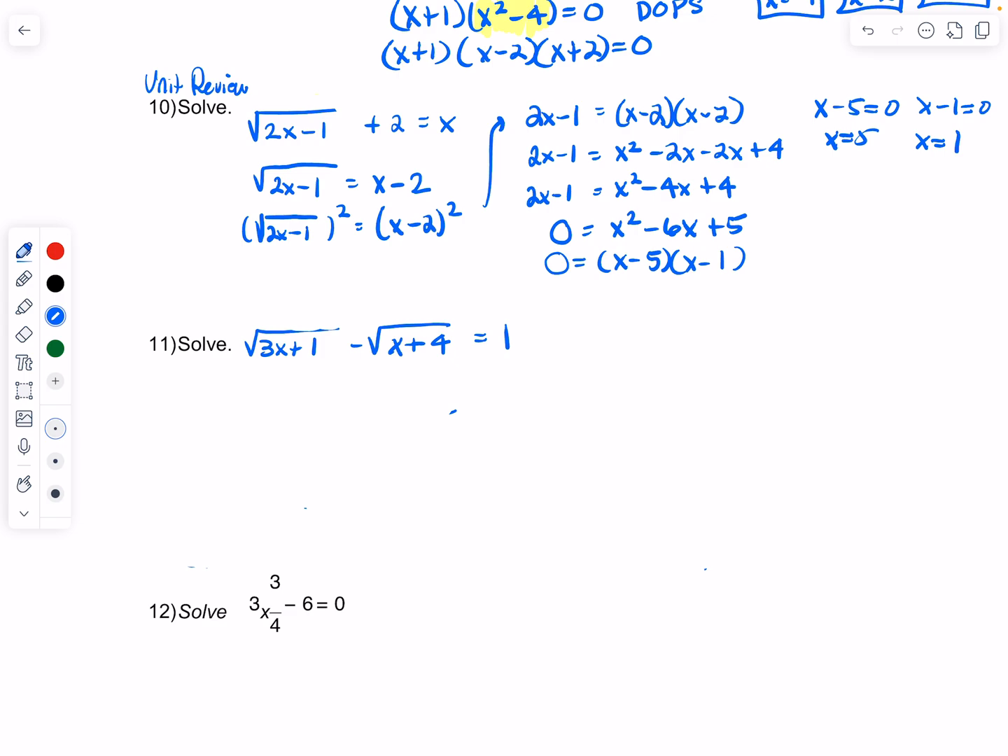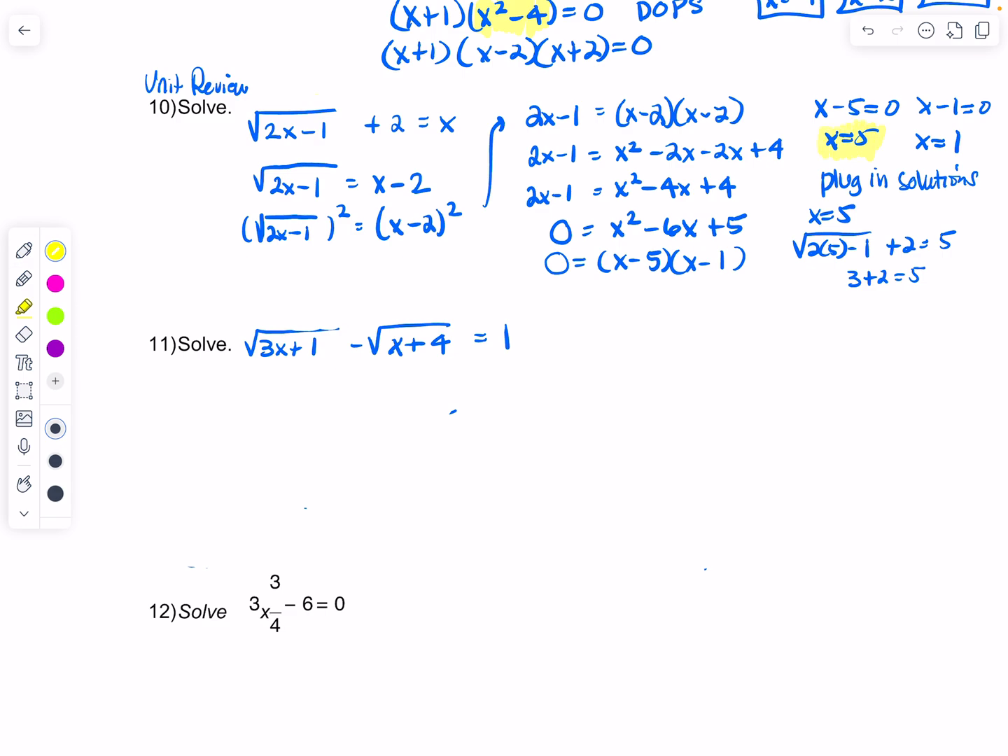Now before I accept this, I need to plug in the values and see if they work. So I'm going to do x equals 5 first. So when I do that, I get the square root of 2 times 5 minus 1 underneath the radical plus 2 equals 5. 2 times 5 is 10, minus 1 is 9. Square root of 9 is 3. 3 plus 2 equals 5. This checks out. So I can accept this answer, x equals 5.